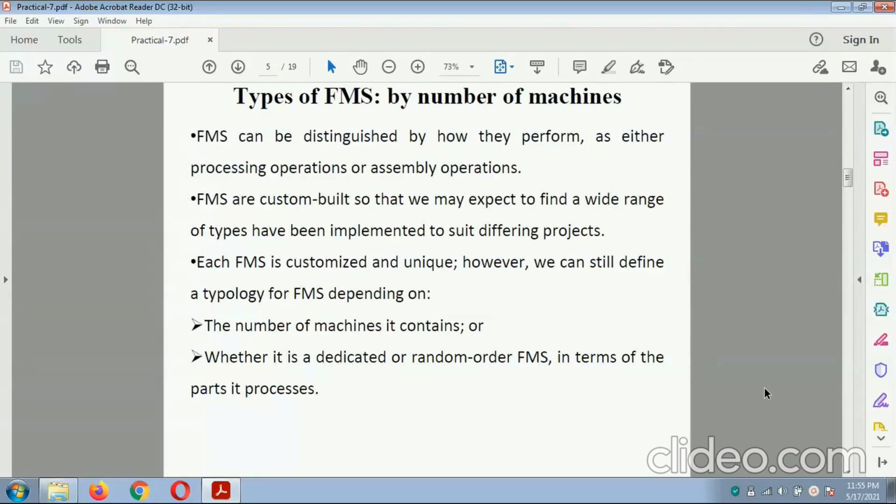The types of FMS, by number of machines. The FMS can be designated by how they perform, as either processing operations or assembly operations. FMS are custom built, so we may expect to find a wide range of types implemented to suit different projects. Each FMS is customized and unique, however we can still define typical types depending on the number of machines it contains, and whether it is dedicated or random order FMS in terms of the parts it processes.